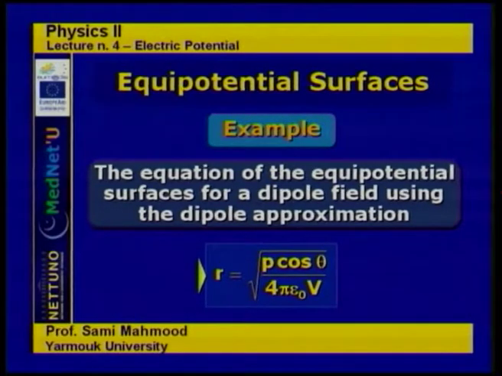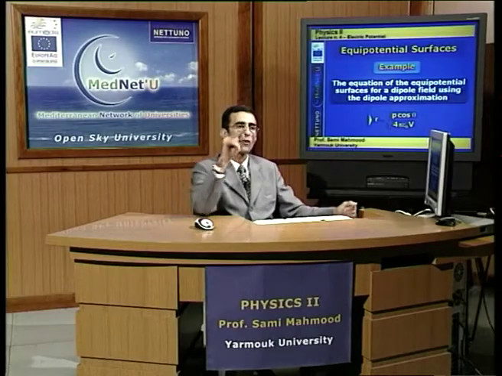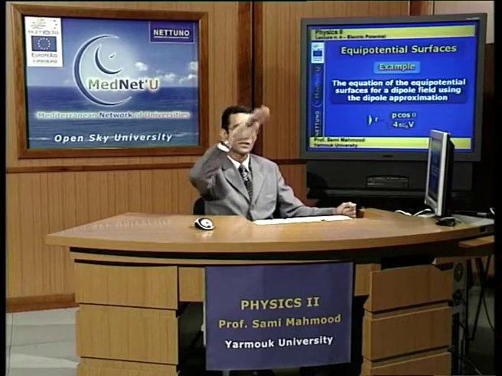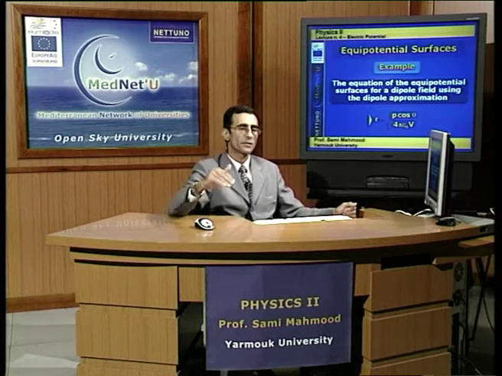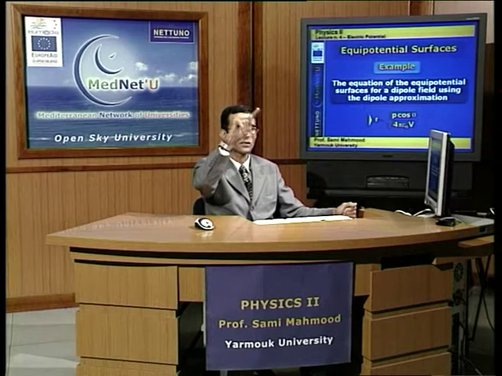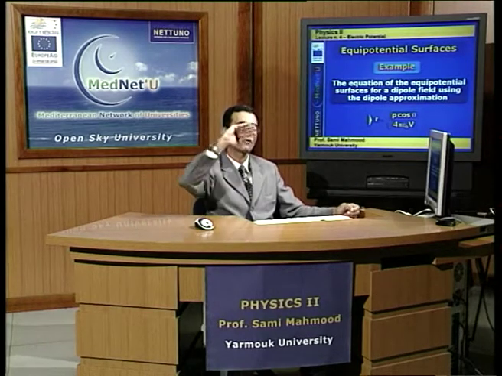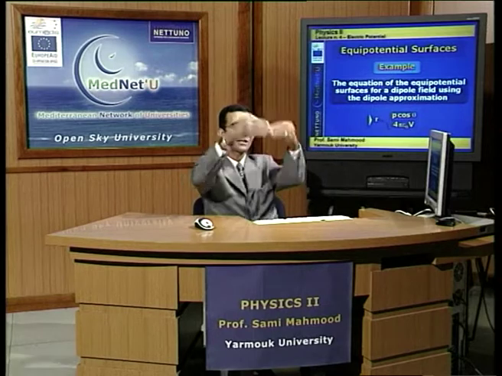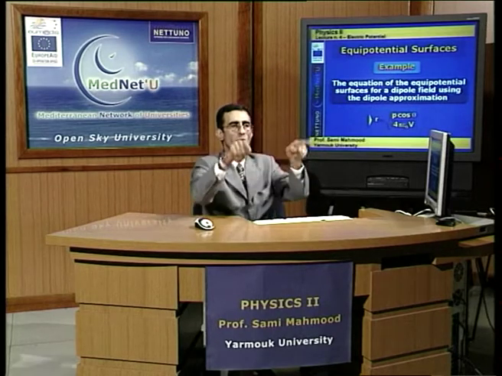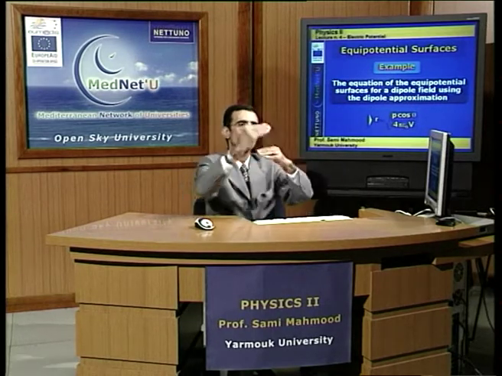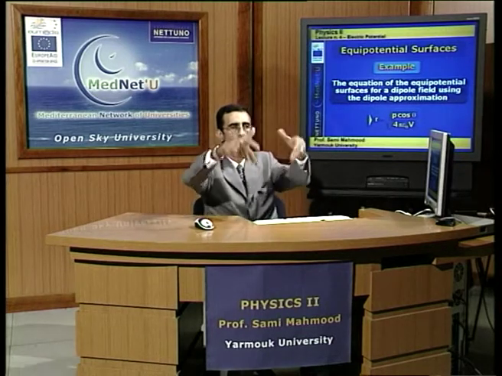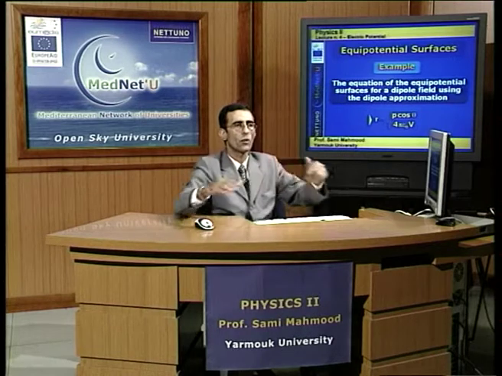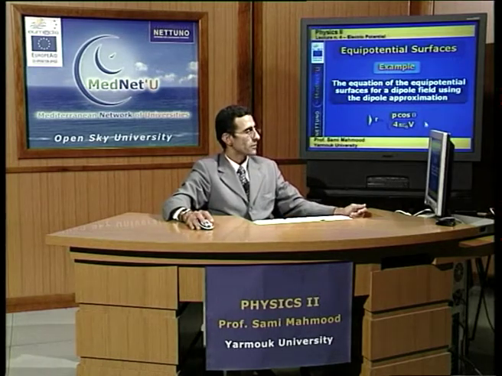Everything is constant except cosine theta. So this gives us R as a function of theta. And this is a function of a surface in space. Of course, the equipotential surfaces are drawn as lines, but if you rotate this line in space, then you get the whole surface, because we don't have the facility to draw three-dimensional space. So we draw a line in 2 dimensions, and then you can rotate that line, and then you can get the whole surface. That's our argument.